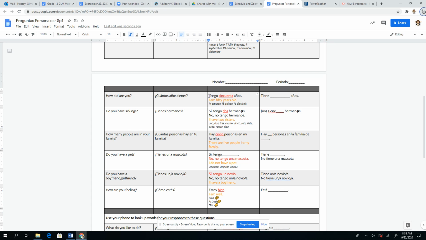Down here, you're going to talk about how old you are. So when you say in Spanish, you are literally saying, I have 50 years. Down here in English, it says, I am 50 years old. Obviously, I'm not 50 years old, but I'm going to write that I'm 50 years old for this assignment. So you would put, tengo 50 años.